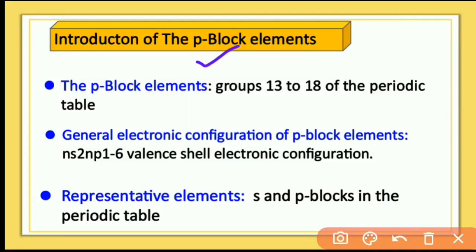Introduction of P block elements. P block elements belong in the periodic table from group number 13 to 18, and their general electronic configuration is ns2 np1 to 6. 1 to 6 varies from group number 13 to 18, except helium, which has 1s2 electronic configuration because helium has only 2 electrons, its atomic number is 2. And S and P block elements are called representative elements.